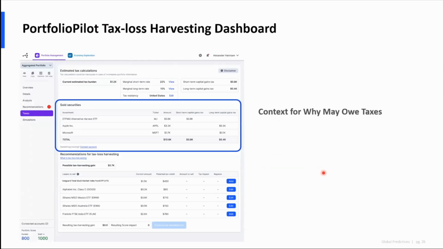The next piece of this is just this section on sold securities. Again, this is going to give you a breakdown of taxes that you might owe. This is the United States example. So as you see, you're going to see the short-term capital gains tax for each of these sold securities, or the long-term capital gains as well. If you have not sold anything this year, this is going to be empty. If you have information coming in from robo-advisors that you might have connected or anything like that, you'll also see a notification that says that this is incomplete data.